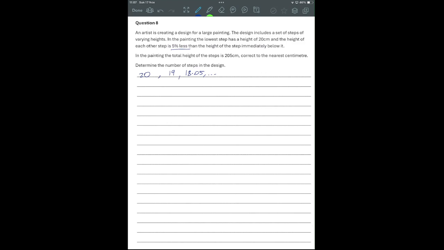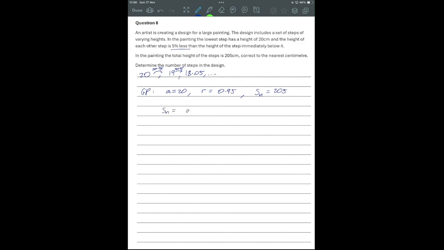Well, this is starting to look like a sequence. And if you were acknowledging what I was doing in each step, I was multiplying by something. So this feels now very much like a GP, a geometric progression. Our first term is 20, and our common ratio, what we multiply by each time, is 0.95. And we've been told that the sum of some number of steps is 205. Well, now we know everything except for n, so we can set up an equation.